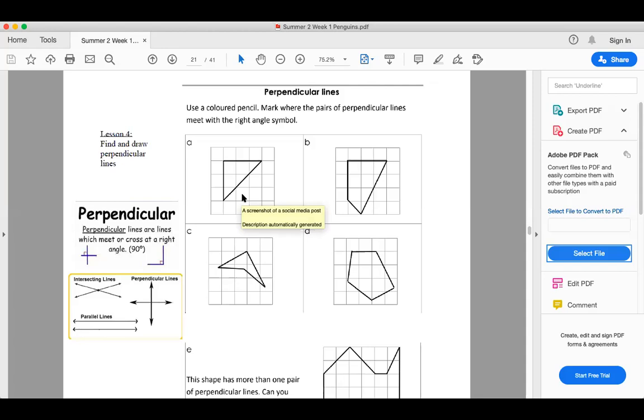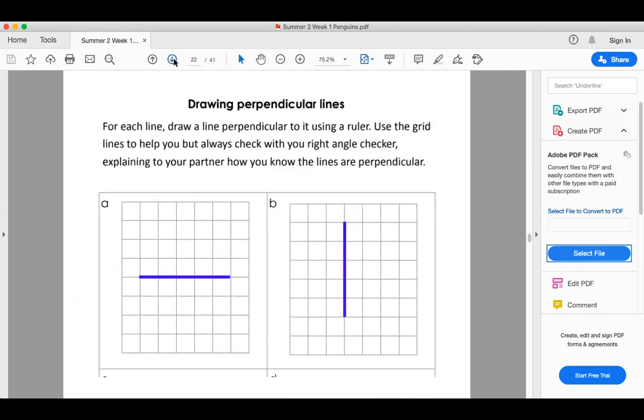Now remember, perpendicular, it meets with a right angle. So here's a little information again, and it says use a colored pencil, mark where the pairs of perpendicular lines meet with a right angle symbol. So remember, that's kind of finishing it so it looks like a square. So where here do we have our right angle? Is it this vertex, or this vertex? Hopefully you said this one. So I would just draw a little 2 perpendicular lines as well to make that square. Pretty straightforward here. This shape has more than one, so be careful there.